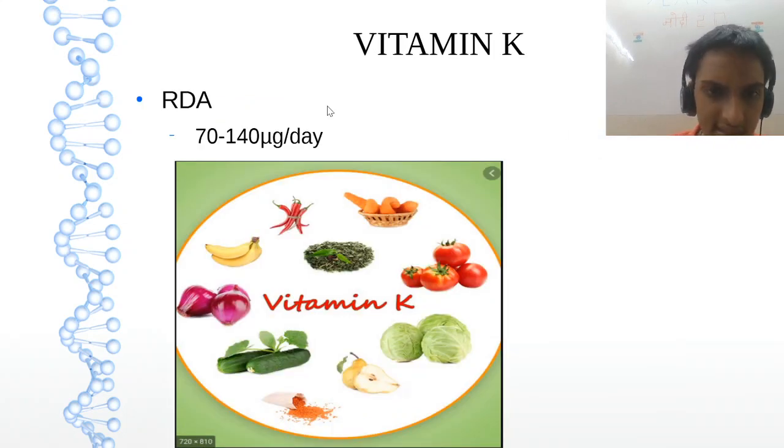So RDA is 70 to 140, easy to remember. Please remember 70 first. Double of 70 is 140. So 70 to 140 micrograms per day. Sources you are seeing here in this diagram. Please remember a few important sources. I'll tell you: tomato, carrots, chilies, red chilies, banana, onion, cucumber, cabbage, pear, etc.